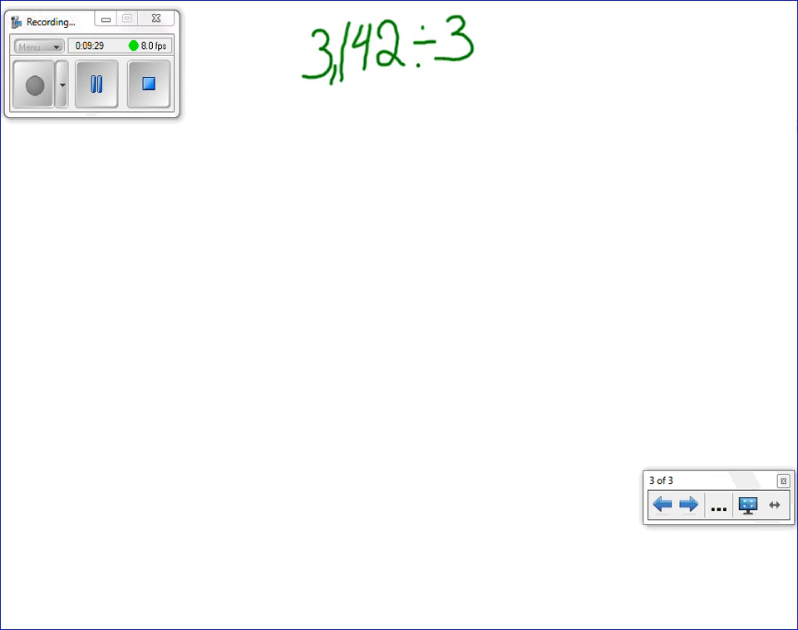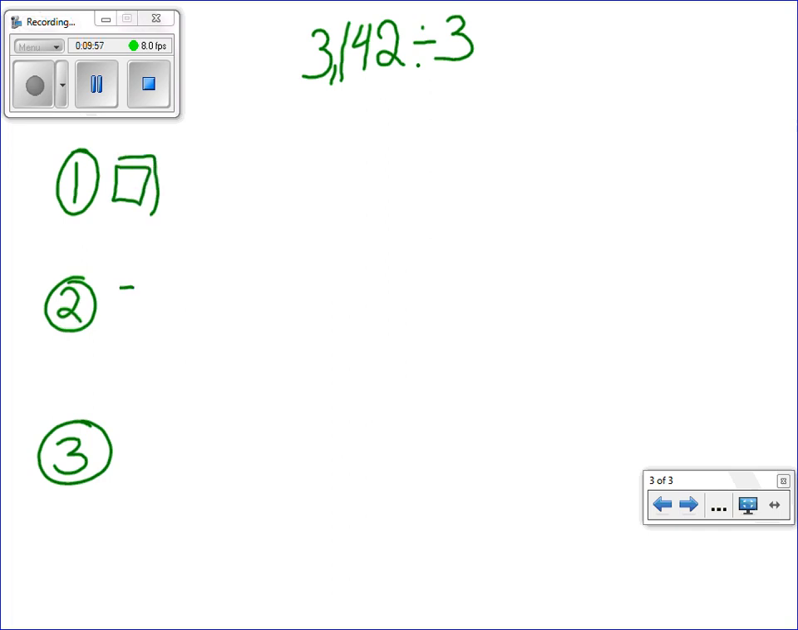Let's look at 3,142 divided by 3. I have 3 groups, so I'm going to write my 3 groups. Remember, neatness is important. I'm going to look at my thousands place, and I see that I have 3 thousands. I can give each group 1,000 because I have 3 groups and there's 3 thousands. Remember, 1,000 is just a square with an upside down L.